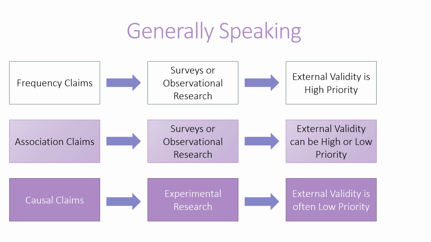And then finally, with causal claims, which we associate with experimental research, oftentimes external validity is a low priority because the whole goal of experiments is to establish internal validity, that a particular cause or a causal variable affects or changes a dependent variable or an outcome variable. Once again, over many studies later in time, once you've found a solid causal relationship, then researchers might think about prioritizing external validity, but that usually happens after many studies prioritizing internal validity.